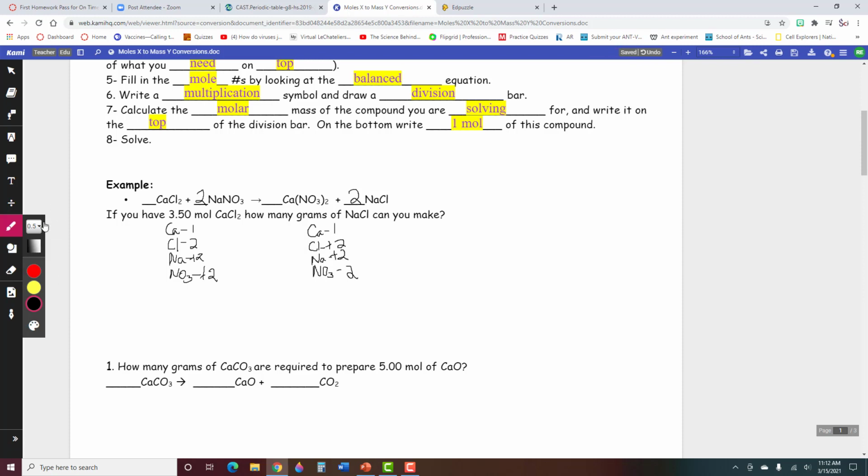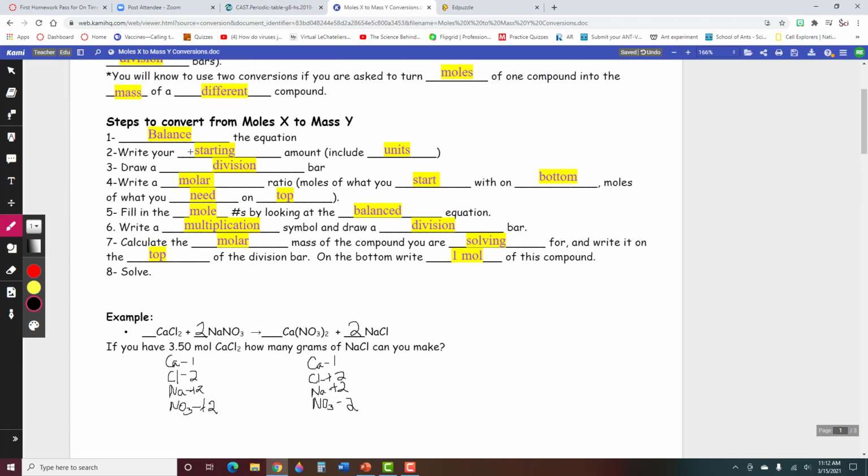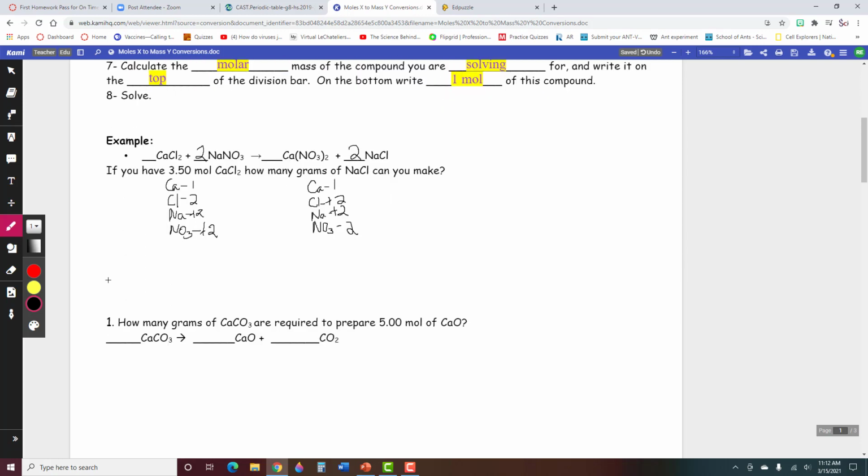Alright, so the next step, and always the first step of a stoichiometry problem after balancing the equation, is to write your starting amount. If you can just remember these basic steps, it makes your life a lot easier in the end, because then you're not wondering what the steps for this kind of problem were. The steps are always generally the same. Always start by writing what you have, for every kind of stoichiometry problem. So I have 3.50 moles of CaCl2.